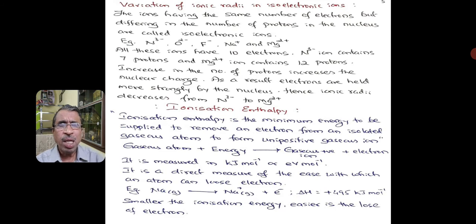For example, if I take 1 mole of sodium in the form of gas, and when I supply energy equal to 495 kilojoules, then all 1 mole of sodium turns into sodium ion gas and 1 mole of electrons are ejected. The quantity of energy, that is 495 kilojoules, is known as ionization enthalpy. Smaller the ionization enthalpy, easier is the loss of electron.